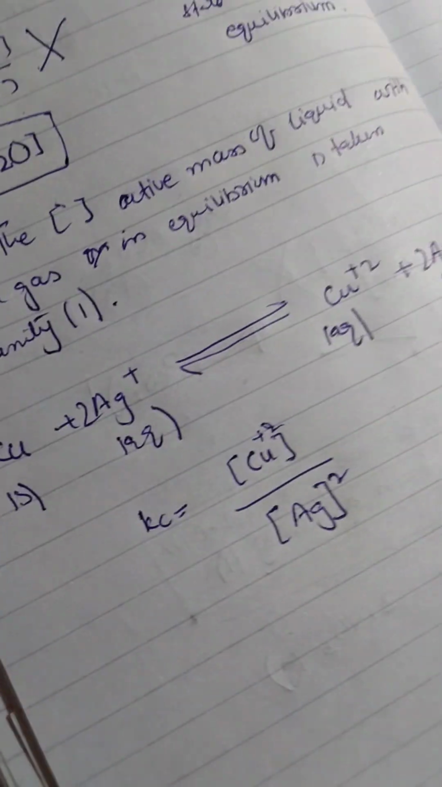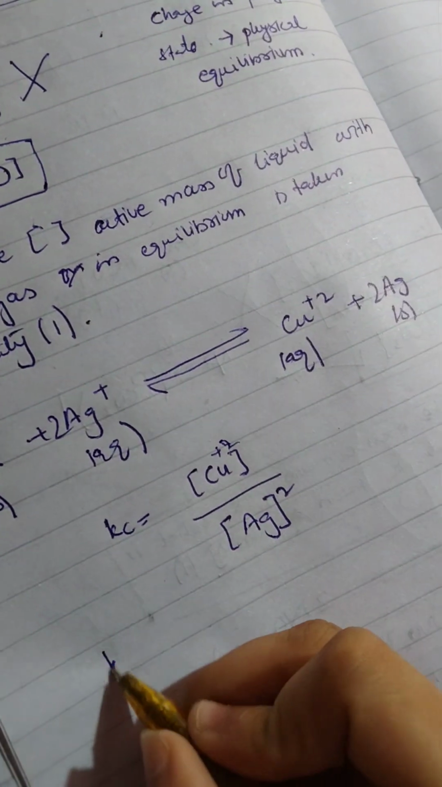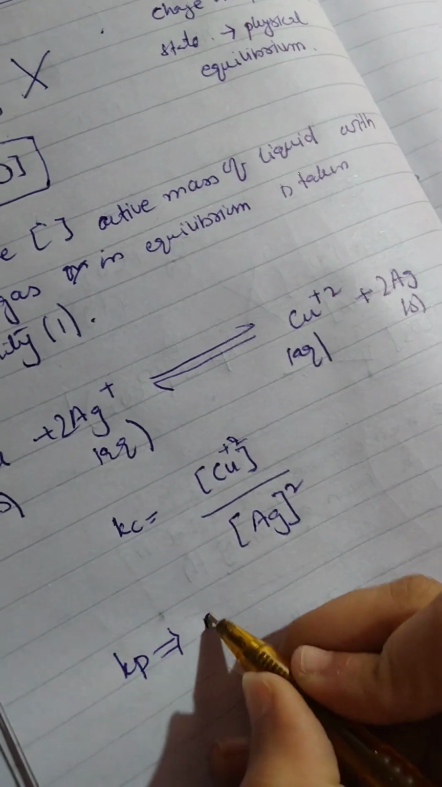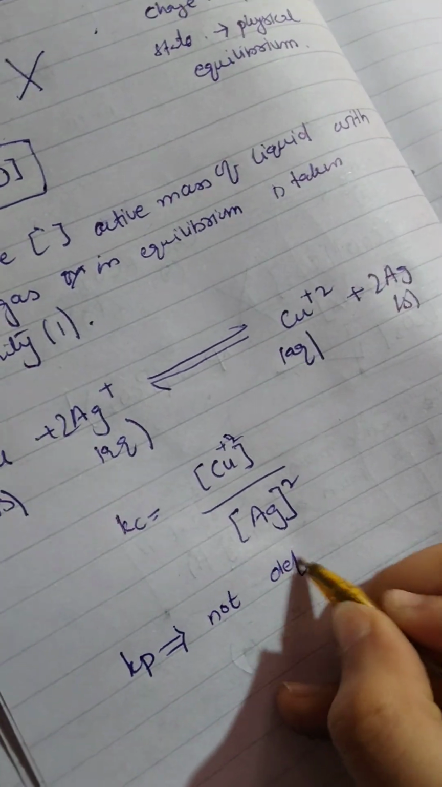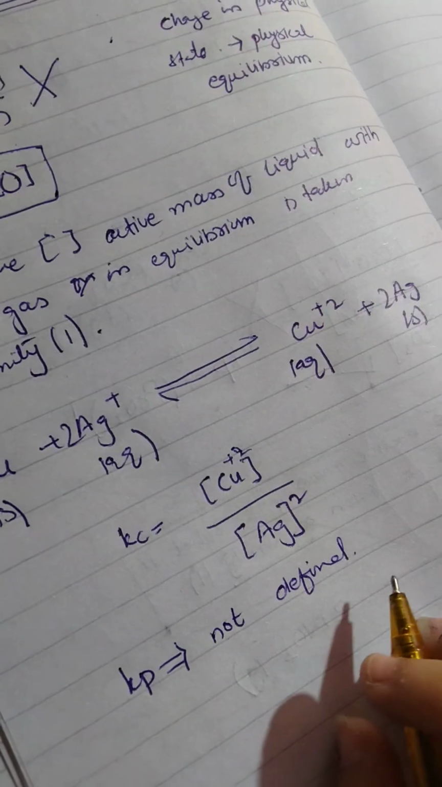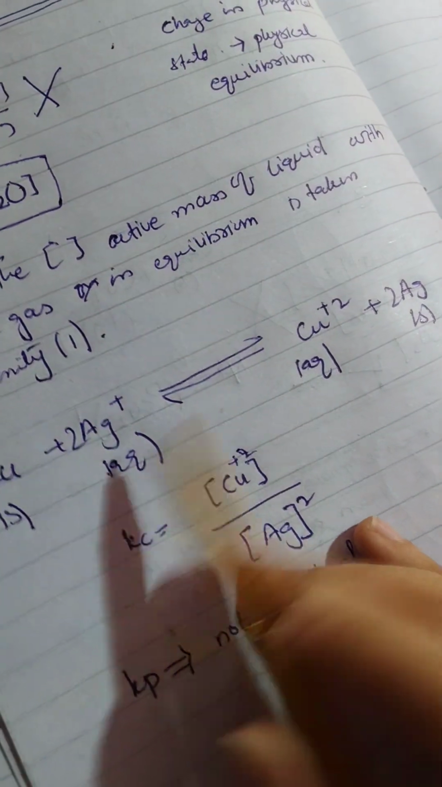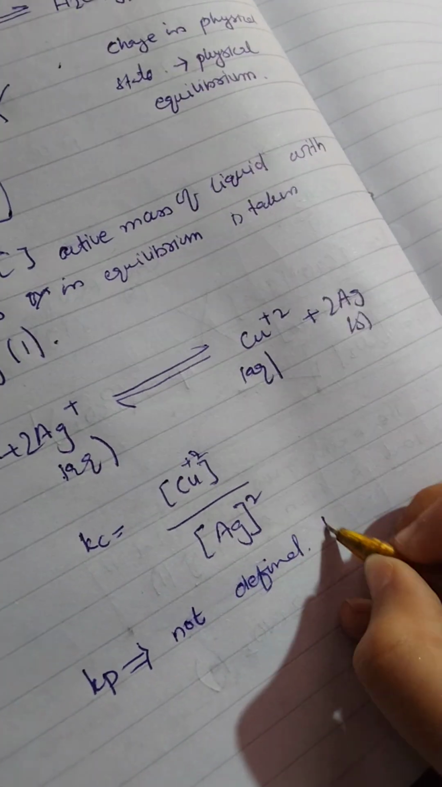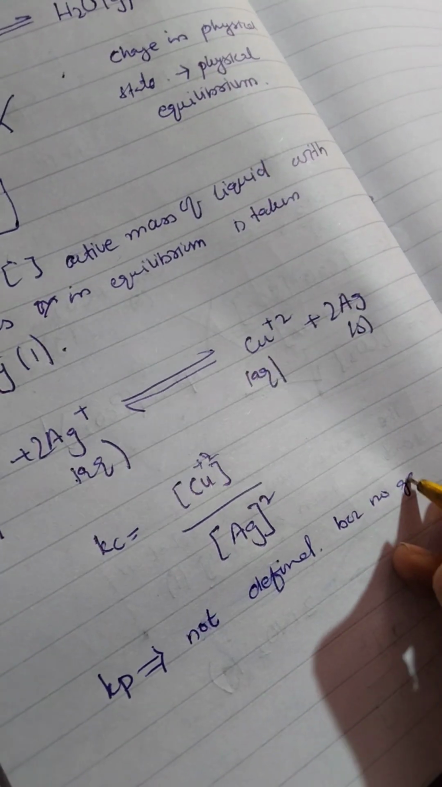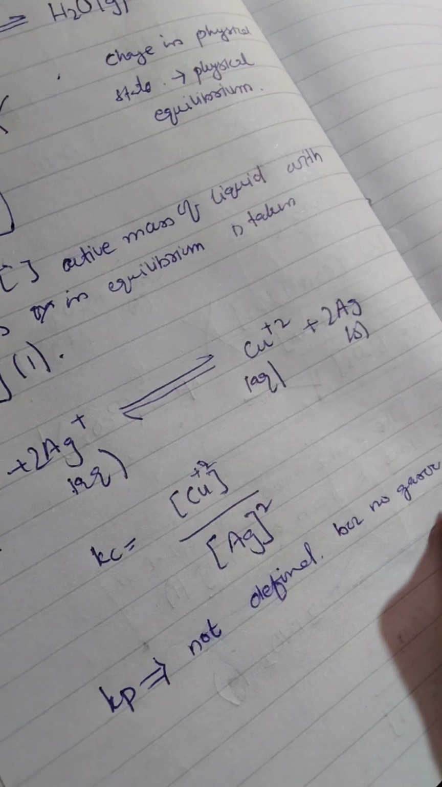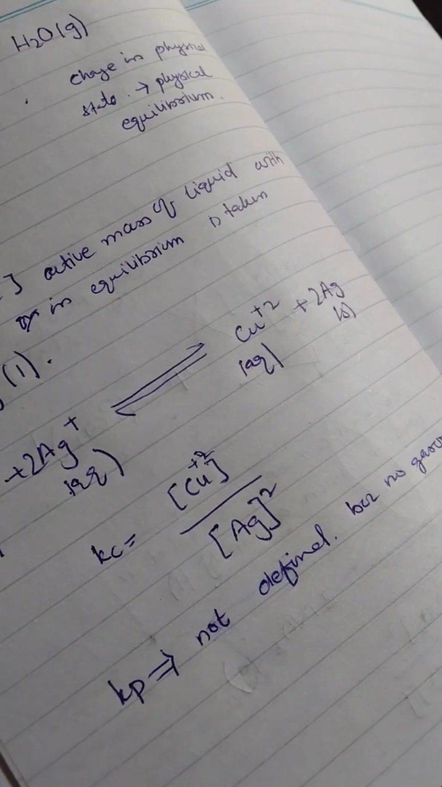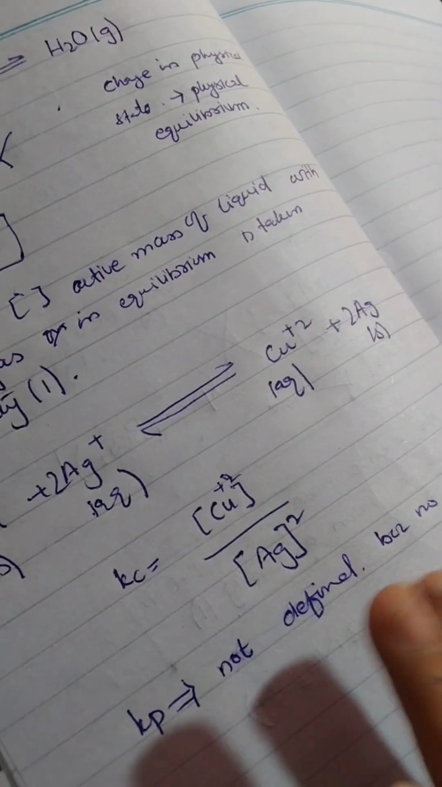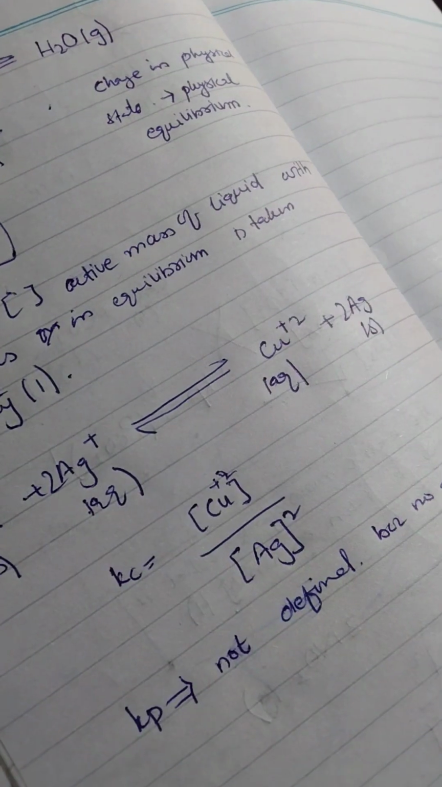Right? So now let's look at the Kp. Basically here the Kp is not defined. Why? Because we don't have any substance in gaseous form. That's why the Kp is not defined, because there is no such gaseous state in this, right?